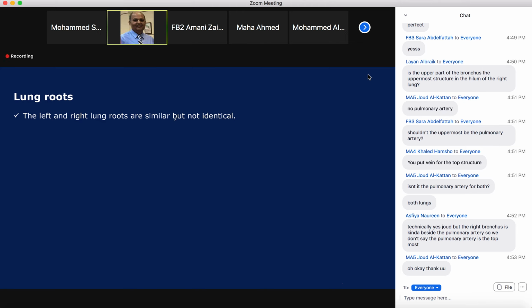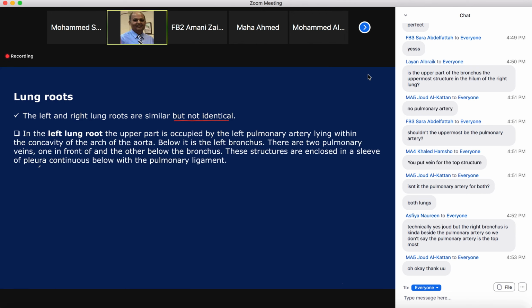So they are not the mirror image of each other, but they are similar. There is no major difference. Be reminded that if you stick to the same planning, you will not be losing. In the left lung root, the upper part is occupied by the left pulmonary artery lying within the concavity of the arch of aorta. Below is the left bronchus. There are two pulmonary veins, one in front and the other below the bronchus. These structures are enclosed in a sleeve of pleura, continuous below to the pulmonary ligament.